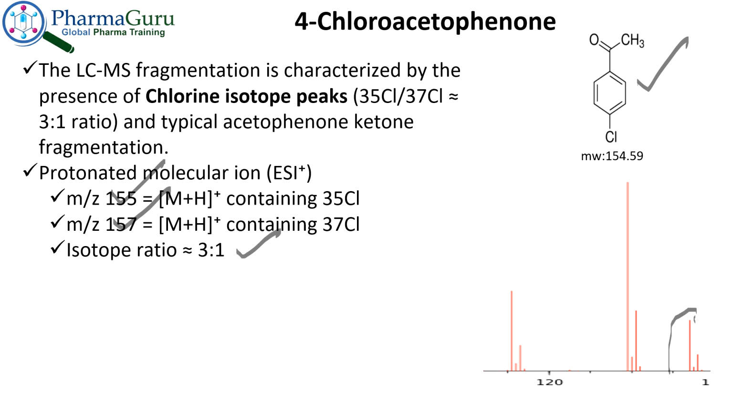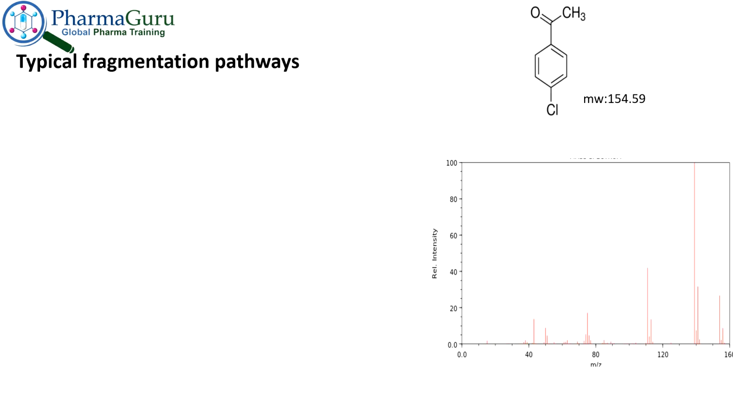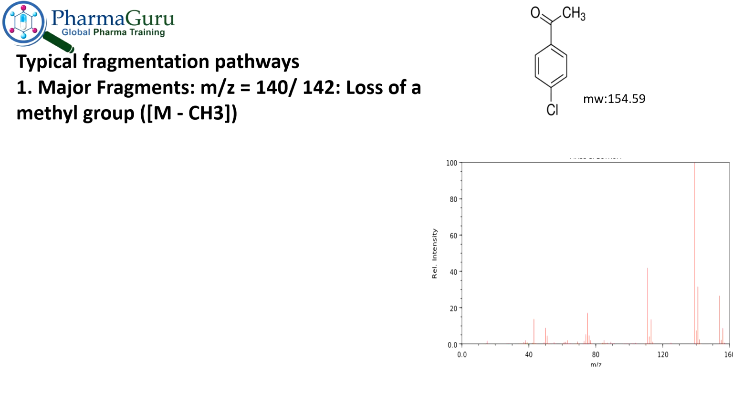The LCMS spectrum also confirms the same, which confirms the presence of a chlorine atom in the structure. Typical fragmentation pathways: major fragment observed at m/z 140 and 142. It is due to loss of CH3. LCMS also confirms the same.